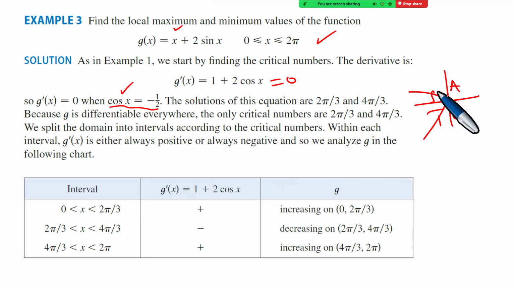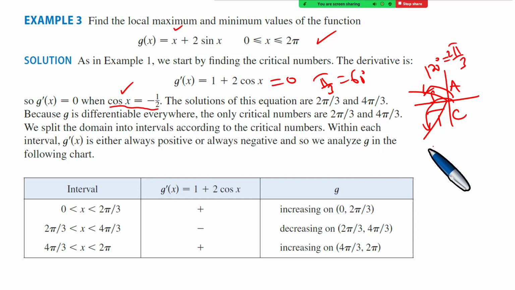And now we have 2 pi over 3. Because pi over 3 radians is 60 degrees, this one is going to be 120 degrees. But also we have the 4 pi over 3, which is 4 times 60, and 4 times 60 is 240 degrees. So 120 degrees is exactly 2 pi over 3, and this one is 4 pi over 3, which is 240.